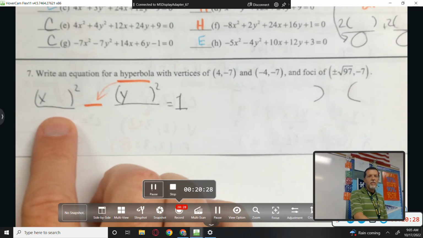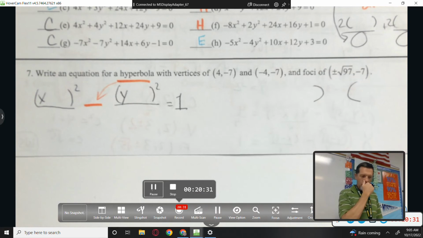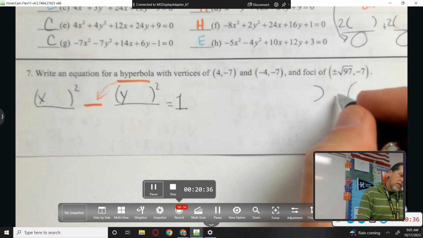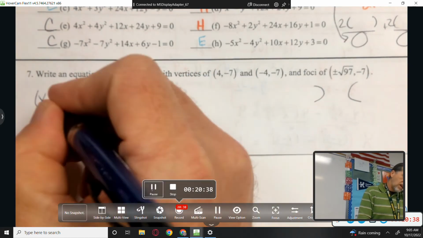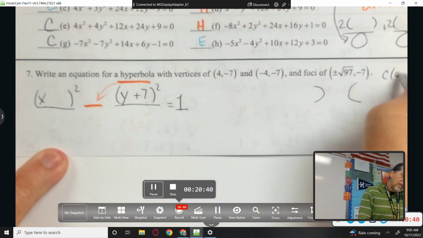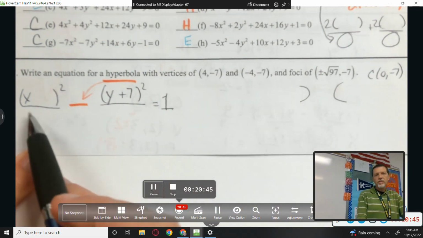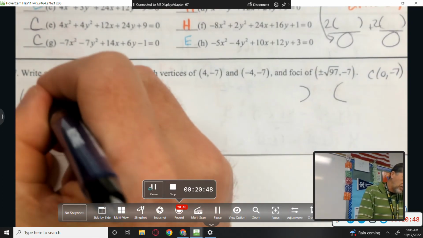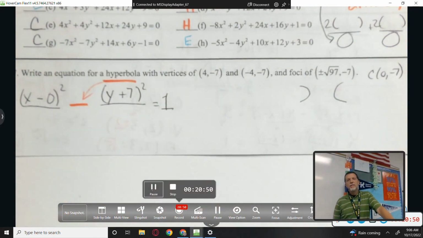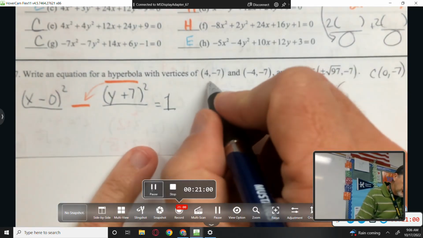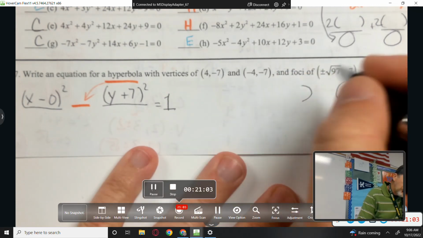Now, Samantha, do you know where the center is based on the equation? Yeah. It's x squared minus y plus 7 squared. Yeah, the center would be at 0, -7. And so you could just leave 0 as x squared up there, but if you want to be obnoxious or clear, you could put x minus 0 there. Let's see, the vertices are 4, -7 and -4, -7.